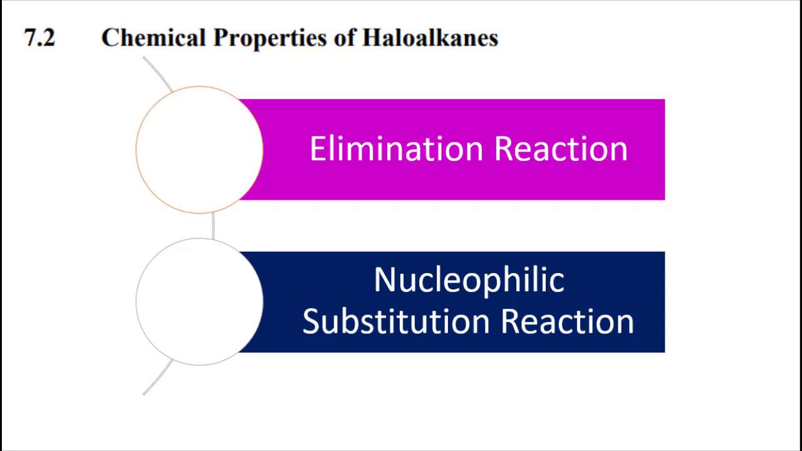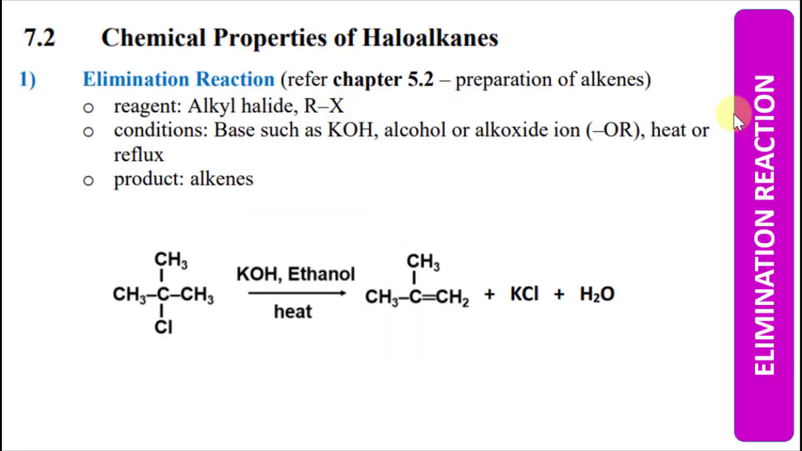Haloalkanes undergo two types of reaction. These are elimination reaction and nucleophilic substitution reaction. For the elimination reaction, we had learned this in chapter 5, which is 5.2, the preparation of alkenes. If you still remember, the reagent, which is our alkyl halide or haloalkanes, in the conditions of base such as potassium hydroxide in alcohol or alkoxide ion, heat or reflux. The product of this reaction is an alkene.